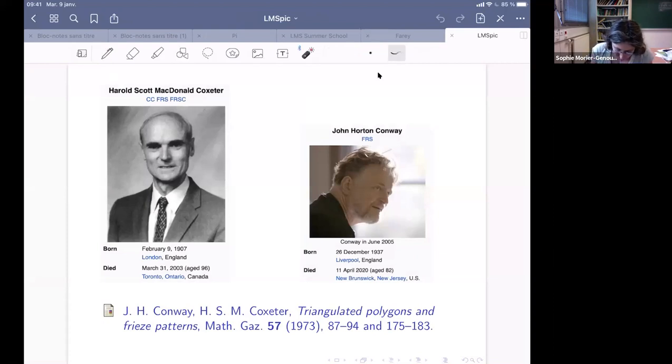I prepared here where you can find this result. You can find this result in this paper. It's called Triangulated Polygons and Frieze Patterns. This is the abbreviation of the journal, the Mathematical Gazette. It was published in 73. And actually the paper is quite funny. It's not a regular paper. It comes in two parts.